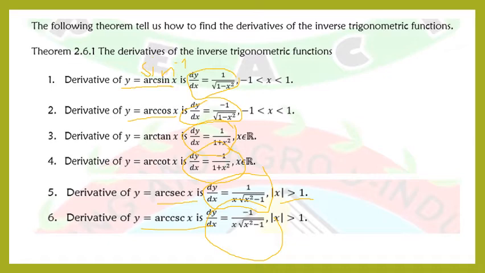The arcsine, the arctangent, and the arcsecant, because the other two are the same, but one is negative. Arcsine has a partner, arccosine, and the one for arccosine is negative. Arctangent has a partner, arccotangent, and the one for arccotangent is negative. Arcsecant has a partner, arccosecant, and the one for arccosecant is negative. Okay, so those are the theorems and the derivatives of the inverse trigonometric functions.